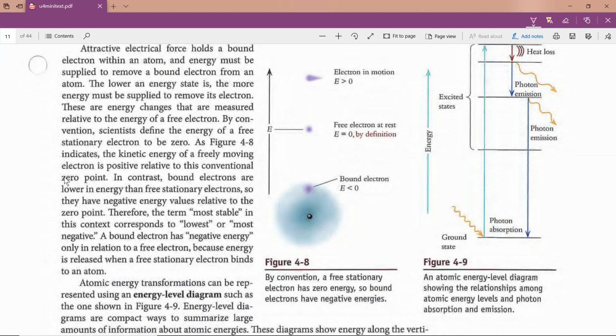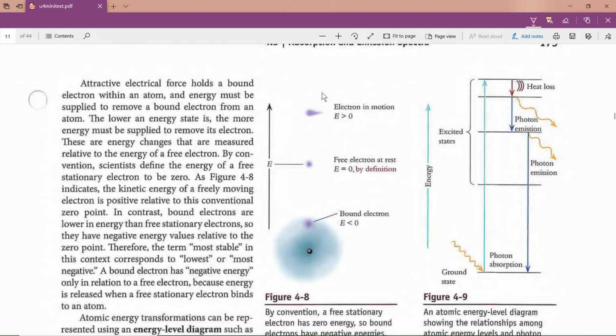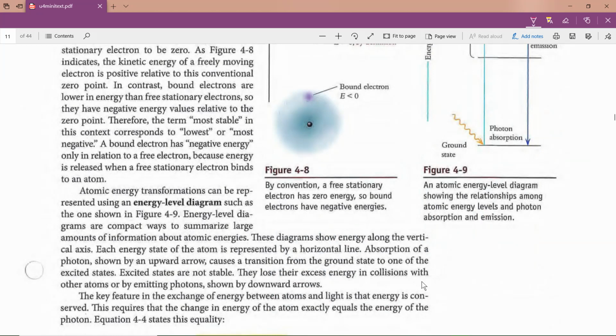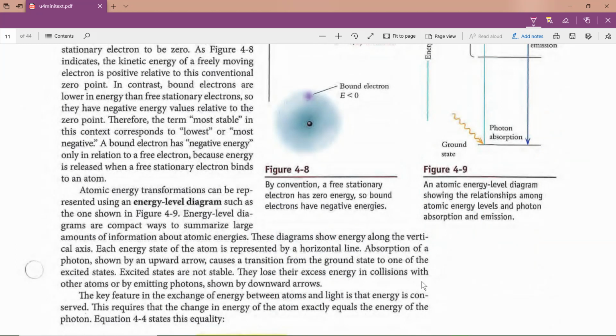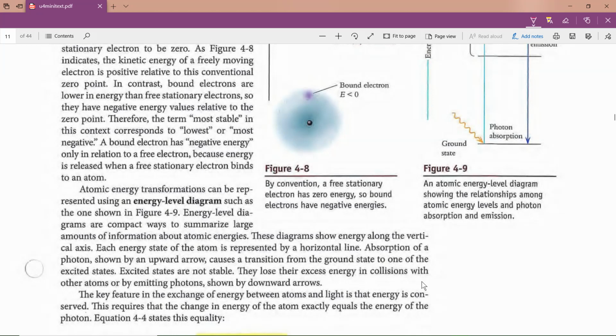These are energy changes relative to the energy of a free electron. By convention, scientists define the energy of a free stationary electron to be 0. So here, this is basically what I looked at already. And then you have here my ground state and various excited states. Don't worry too much about that heat loss. A bound electron has negative energy only in relation to a free electron. Atomic energy transformations can be represented using an energy level diagram, such as the one that I drew, or on figure 9.